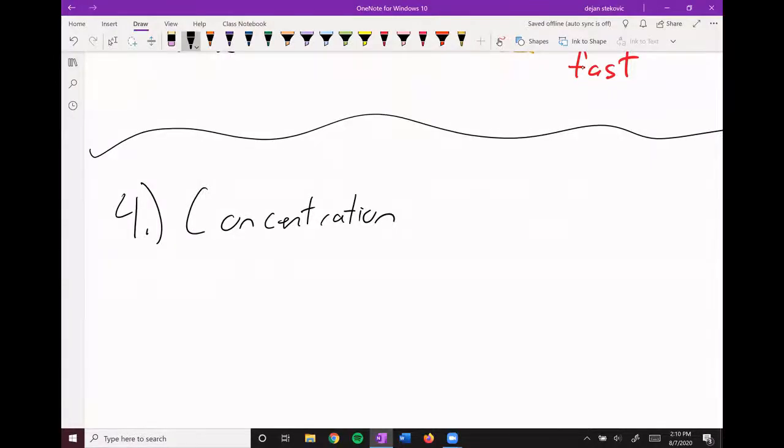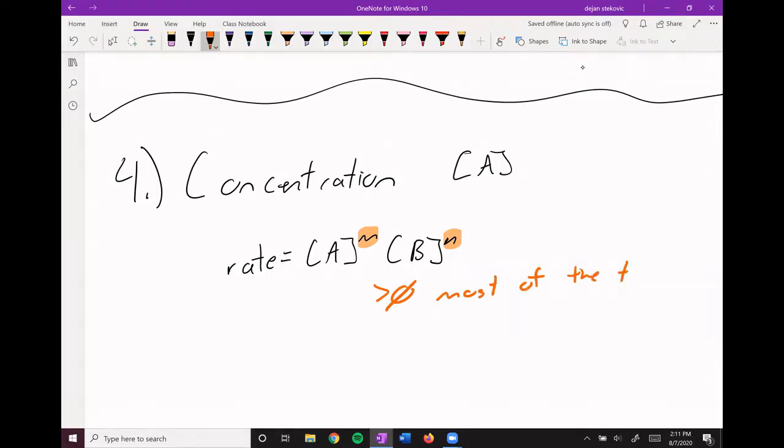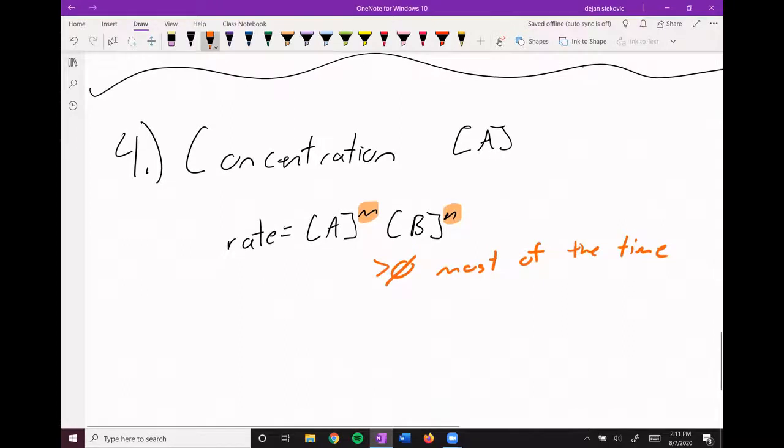All right, so the final thing we're going to take a look at today is the concentration of our components. Remember, we can put things in brackets, and that means concentration. So this A in brackets means the concentration of A. And so remember from our kinetics lesson, we know that rate is equal to the concentration of your reagents to some exponents. And these exponents, the vast majority of the time, are greater than zero. There are times when they are negative, but it's not very common.